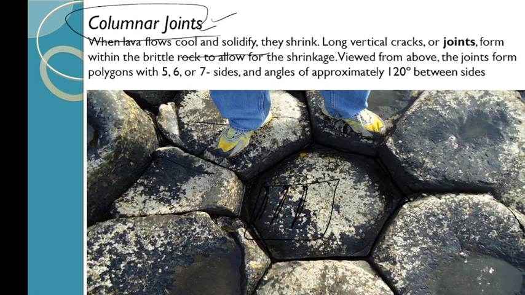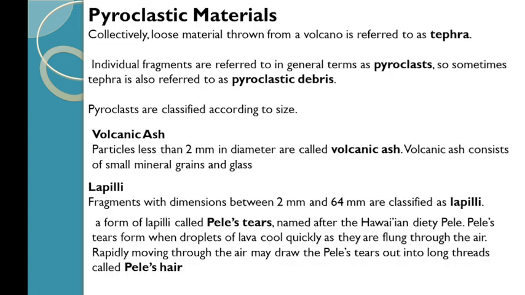Vertical cracks make 6 sides, 5 sides, 7 sides, with an angle of 120 degrees, and form a columnar joint. Okay. Now pyroclastic material: this is a magma material erupted during an eruption.